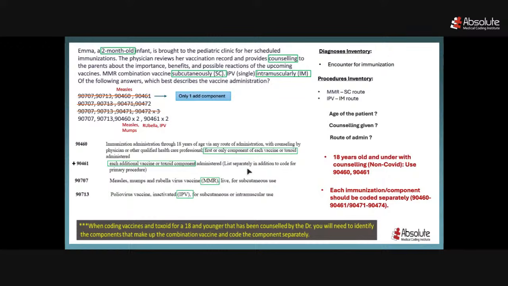How are you all doing, coders? How are you all doing? Okay, okay. So we are referring to the CPT coding guidelines here for solving these scenarios. Okay. So let's move on to the next scenario.